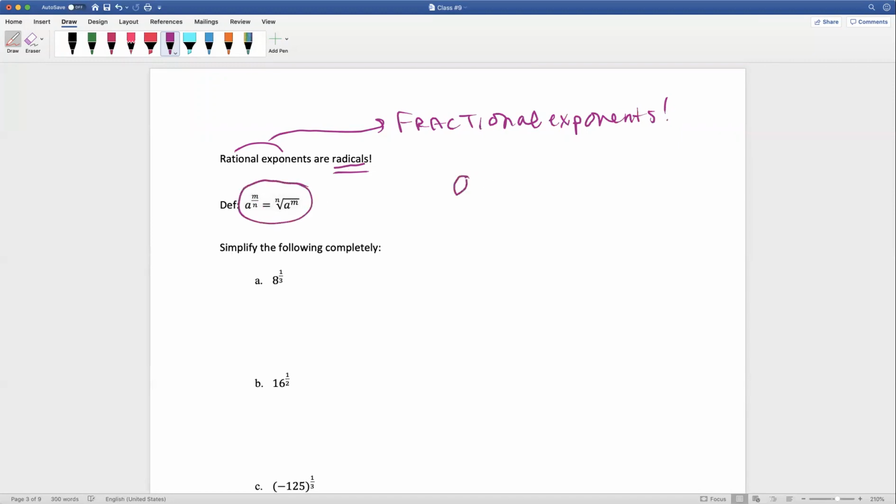Anytime we have something in this form, a to the m over n power, that's the same thing as saying a, which is the base in exponential form, becomes the radicand in radical form. m, the number in the numerator, becomes the exponent of the radicand. n, the number in the denominator, becomes the index. So if you remember it in this form, base to the exponent divided by index, this is exactly equivalent to writing it in radical form.